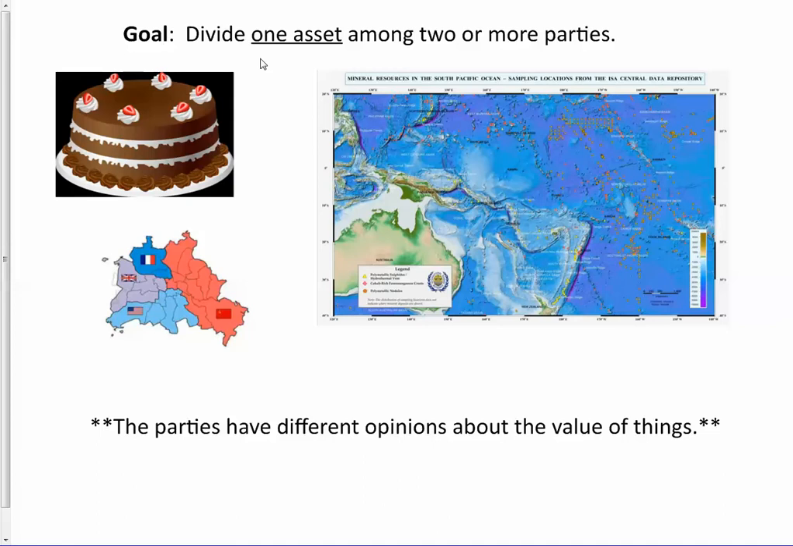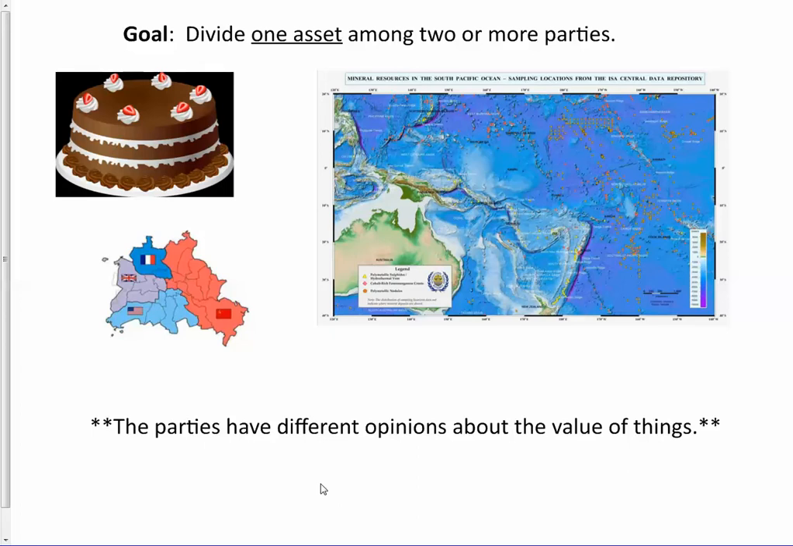We're talking about one thing that is going to be divided up among 2 or 3 or 4 or some number of parties. And again, what's key about this is the same thing that was key in the other procedures when there were multiple items, which is the people, the parties, value things differently. If everybody feels the same way about things, and they all agree on what everything is worth, then you just put a number on it and divide by how many there are. But what makes this an interesting problem is when they all have differing opinions about what things are worth.